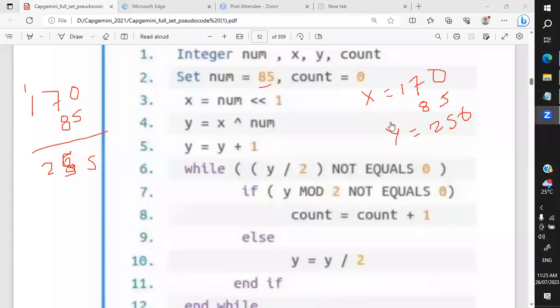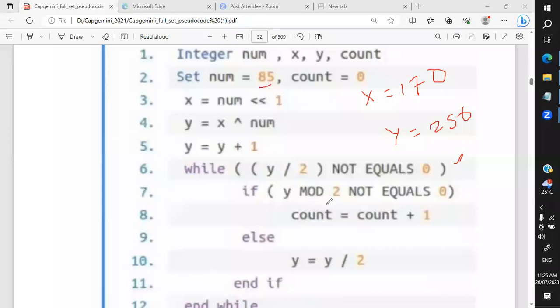Cool. Next, after that, what will happen? Now, while y by 2 is not equal to 0. I'll erase these things which are not necessary right now. This calculation is not needed, and this 85 intermediate value is not necessary. Now we have x value as 170, y value as 256. Now 256 by 2 is not equal to 0. 256 by 2 is 128. 128 not equal to 0, true.